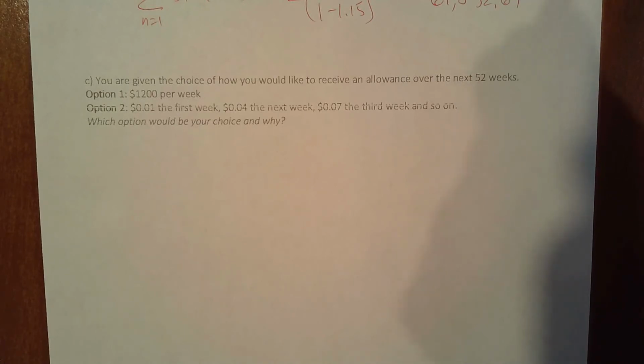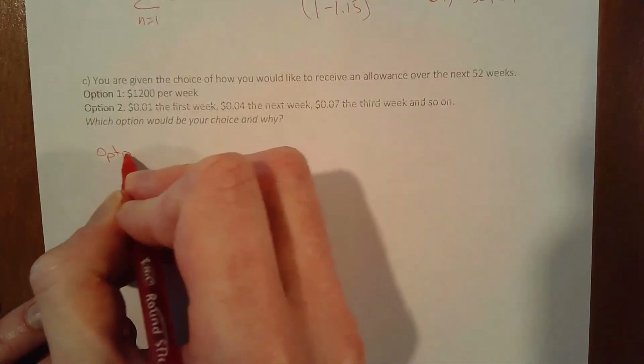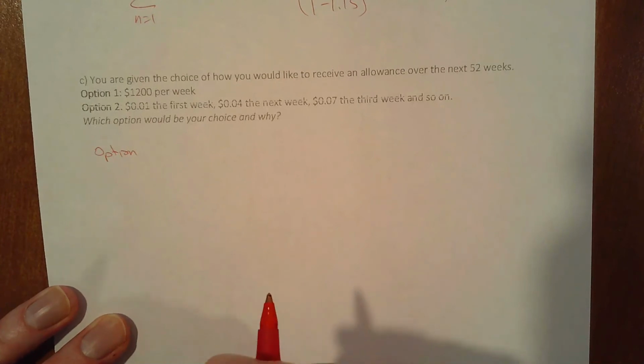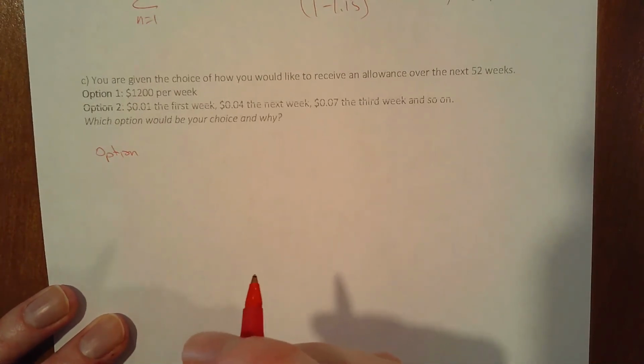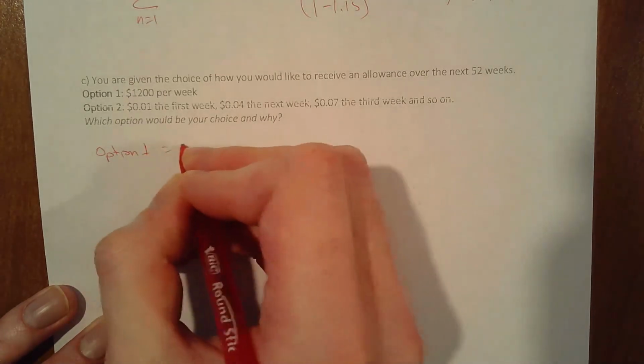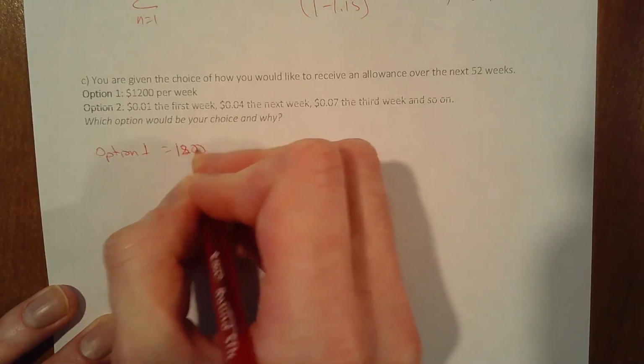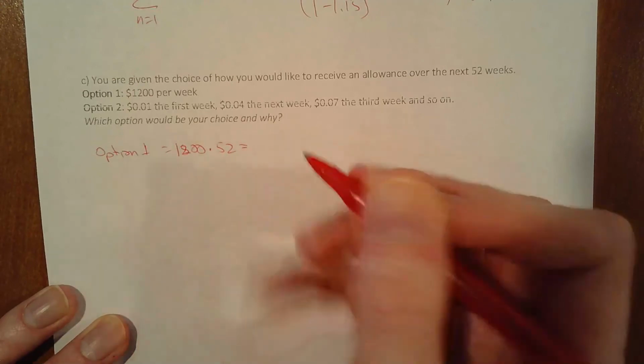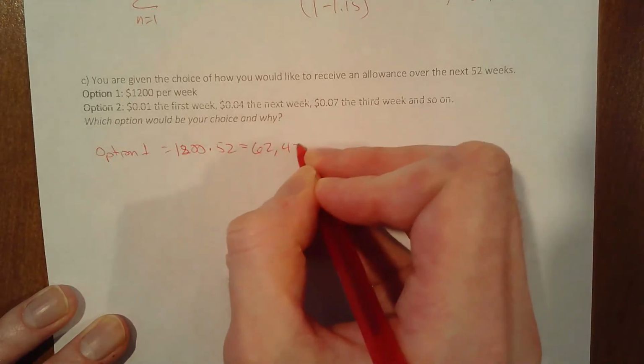Okay, so think about this one. Let's figure it out. So option 1, this is not a sequence because it's not changing. It says $1,200 every week for 52 weeks. So option 1 would be 1,200 times 52, and that's going to equal 62,400.